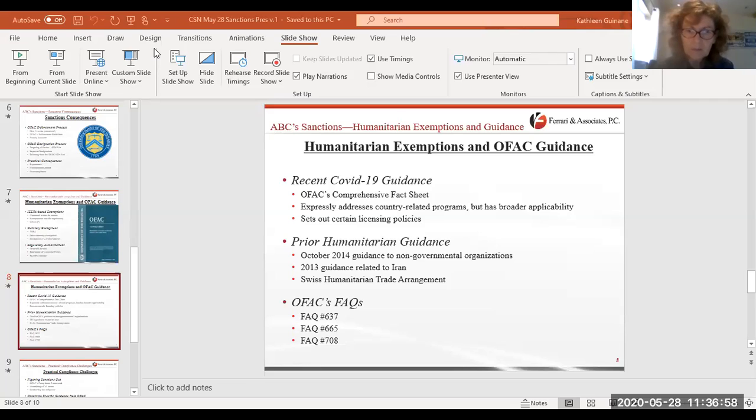The next, FAQ 665, which relates to Venezuela, provides guidance with respect to supporting humanitarian efforts in Venezuela following the blocking of the government of Venezuela. So the government of Venezuela was blocked last year. And the premise here is that OFAC is committed to ensuring that humanitarian assistance and non-commercial personal remittances can flow to the people of Venezuela.